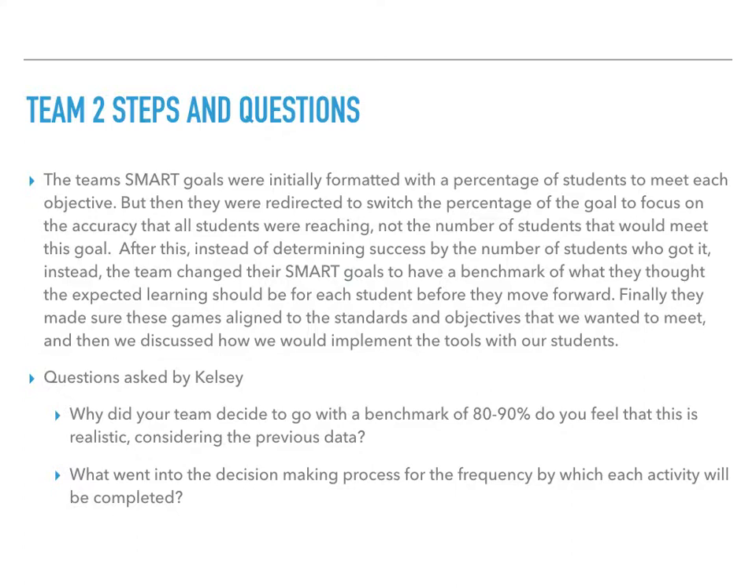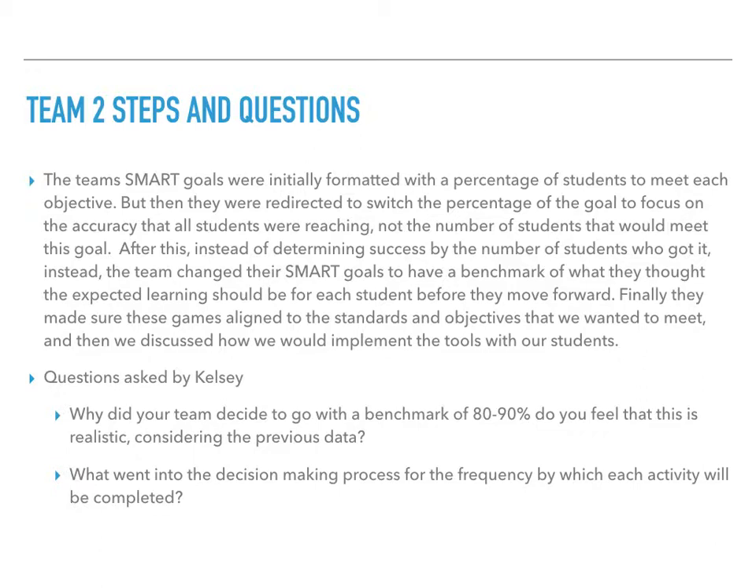Team 2's steps that they took were formatting their goals based on the percentage of students to meet each objective, but then they were redirected to switch to the percentage of the goal to focus on accuracy of all students that were reaching it, not just the students for that goal. After this, instead of determining the success by the number of students who got it, the team changed their SMART goals to have a benchmark that they thought the expected learning should be before moving on. Finally, they made sure that the games were aligned to standards and objectives that they wanted to meet, and they discussed how they would implement the tools with their students.